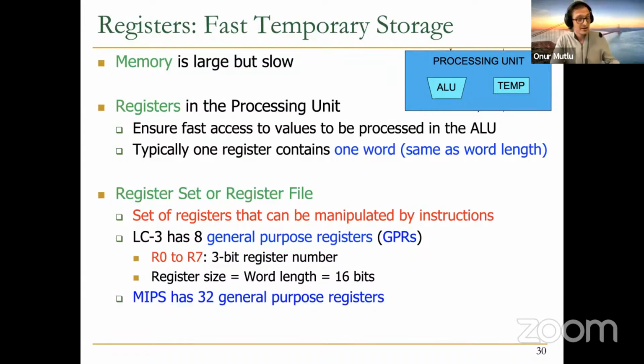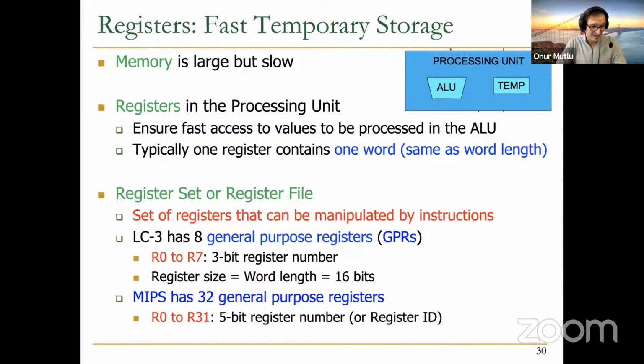So MIPS, on the other end, has 32 general purpose registers because in real life, you actually operate on many values together, and 32 was found out to be a good number. And these are numbered as R0 through R31. So you have a 5-bit register number. This is also called a register ID, by the way, ID standing for identification number. It's really a register address, if you will. And register size and the word length in MIPS is 32 bits because MIPS is a 32-bit machine.